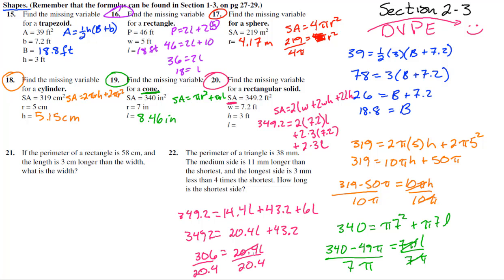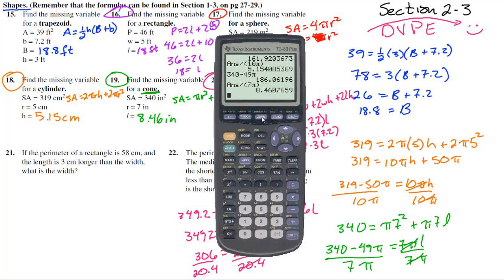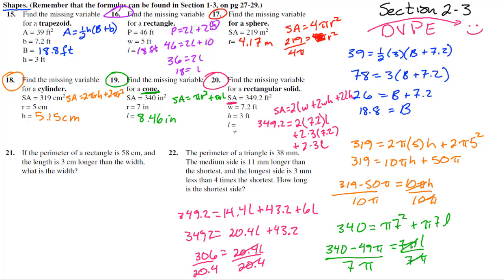So then we're going to divide 306 divided by 20.4. Is that what we get? Let's pull out our calculator. 306 divided by 20.4, and we end up with 15. Excellent. Length is 15. Looks like we're in feet. Excellent, excellent. Okay, let's clear some of this off and then we can do number 21.